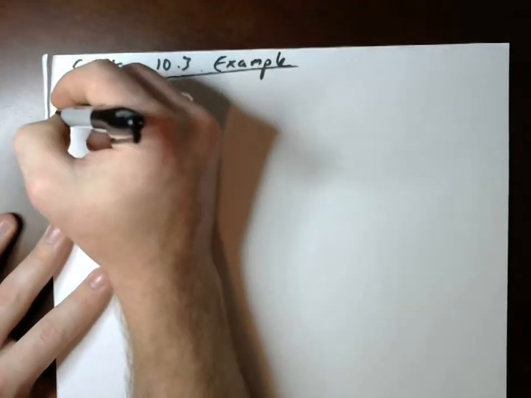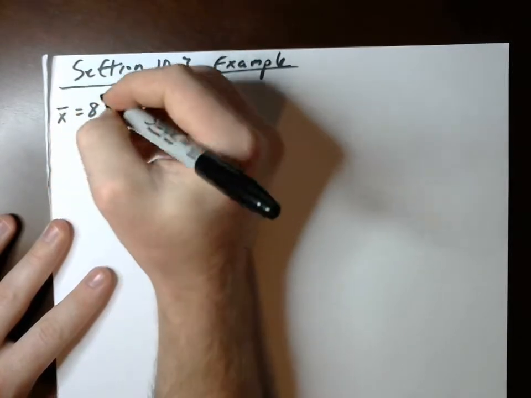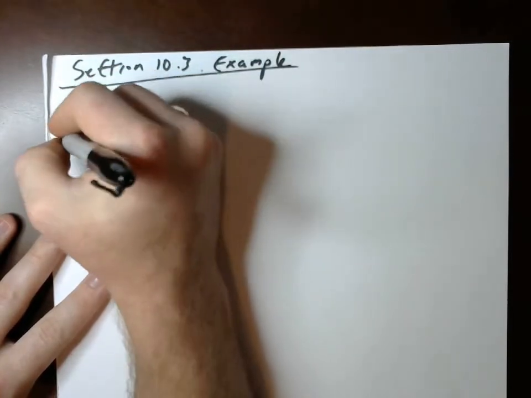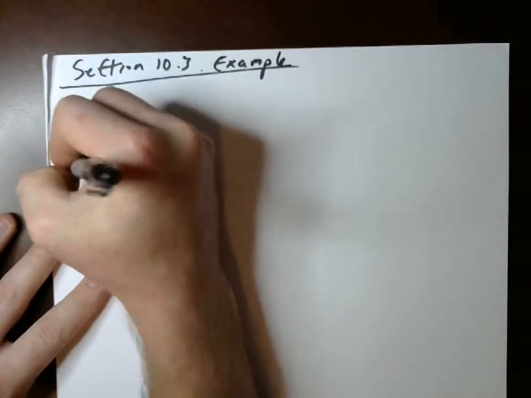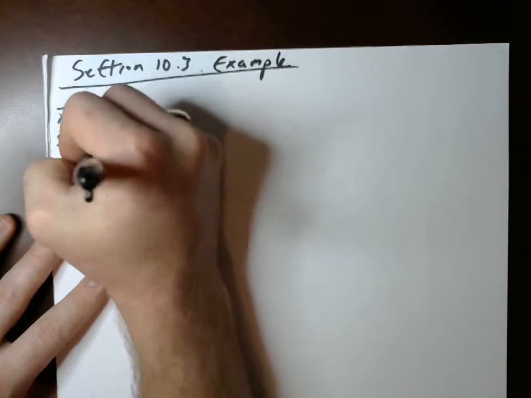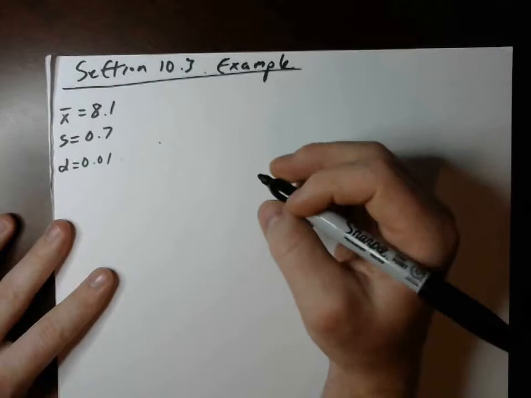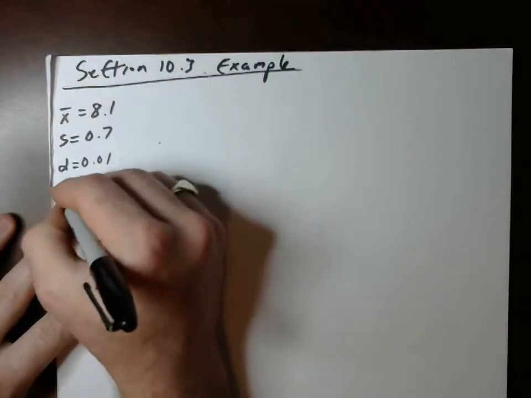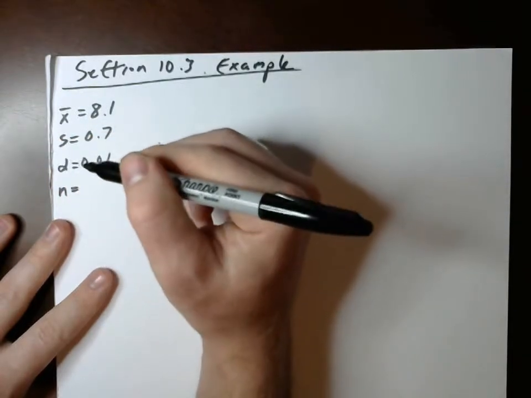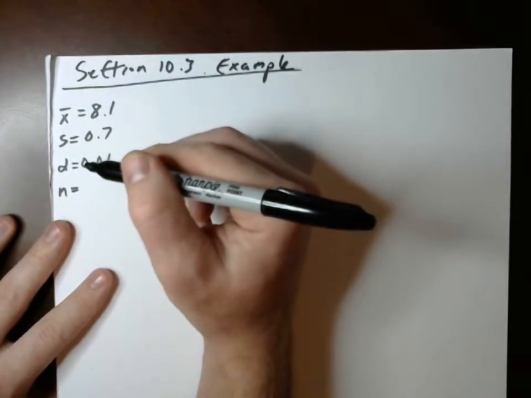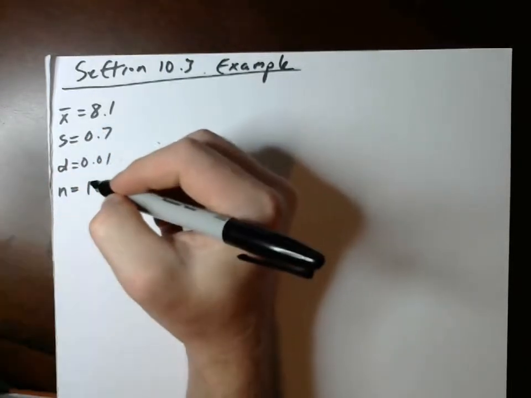So we have X bar equals 8.1 and S equals 0.7. And we have alpha, our level of significance, of 0.01. And the other piece of information we need is our sample size that gathered this X bar and S, how we got this information, which is very important, as we know. The researchers randomly selected 12 adolescents, so N equals 12.